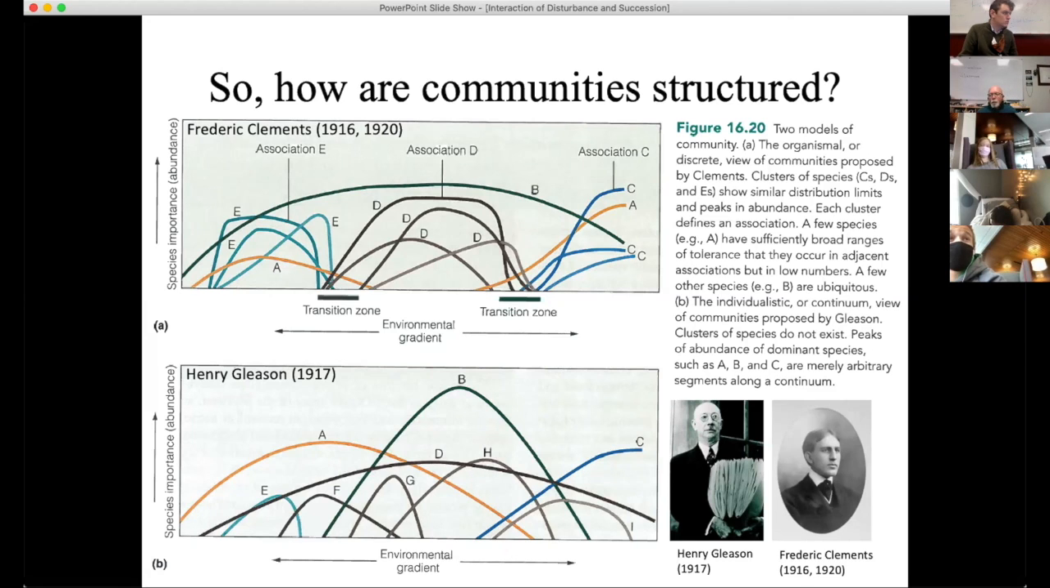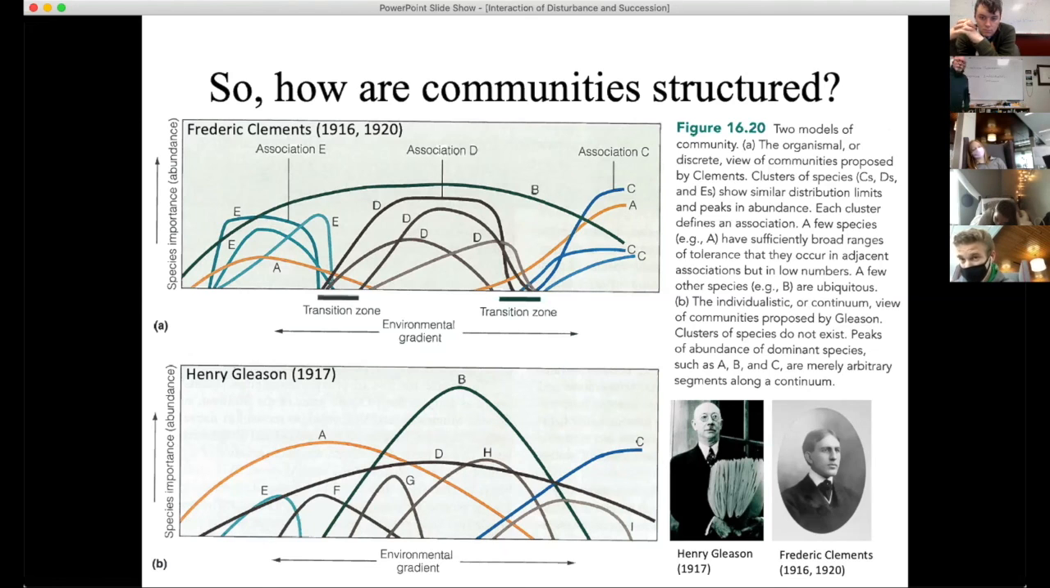But what's really happening is each individual species is responding to whatever the environmental gradient is in its own individual way. And so this is sometimes referred to as the superorganism idea of Clements. And this is sometimes referred to as the individualistic or the continuum model for community structure.